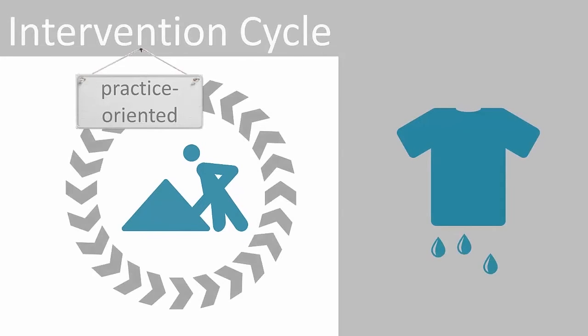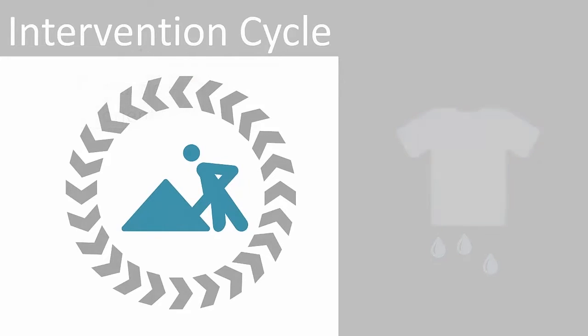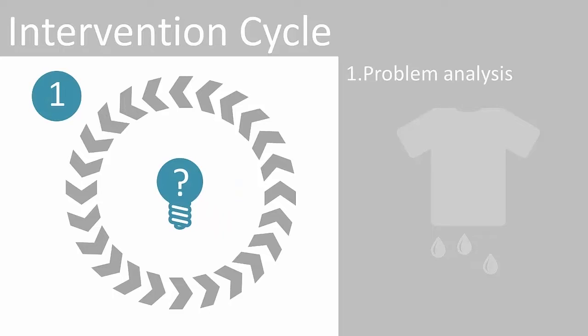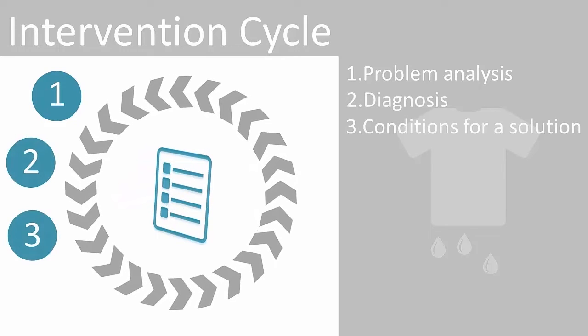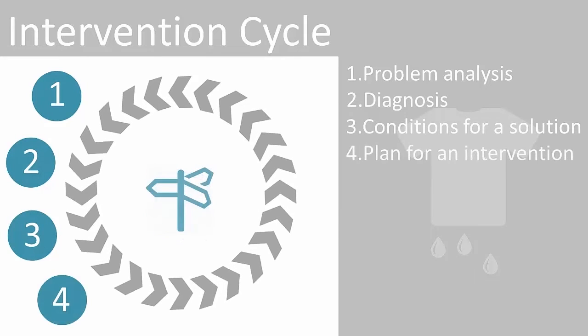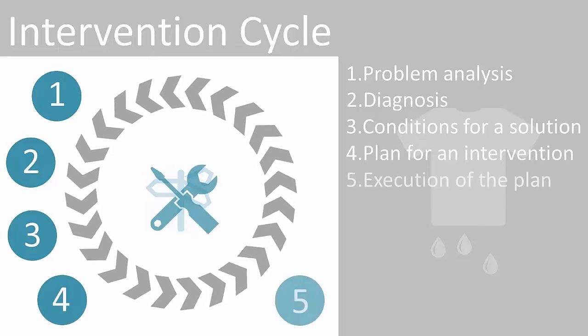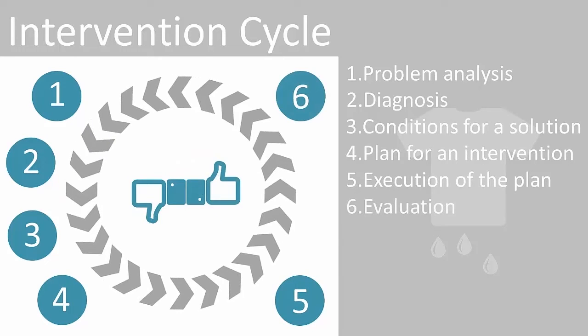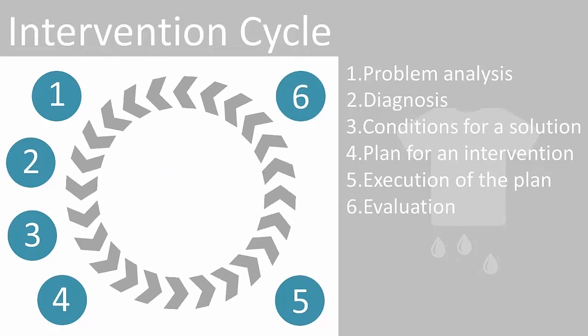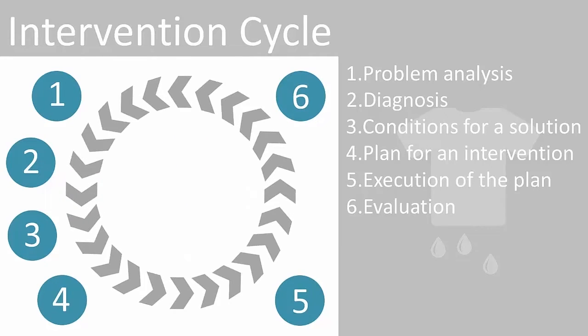Example, looking for a way to dry laundry, for instance. The intervention cycle starts with a problem analysis. Research is needed to be able to translate current conditions into this analysis. The analysis leads to a diagnosis. From the diagnosis stem the conditions for a solution, and that in turn leads to a plan for an intervention. When the plan is decided upon, it will be executed, and in the end the result evaluated. The evaluation can then lead to a new round in this cycle.